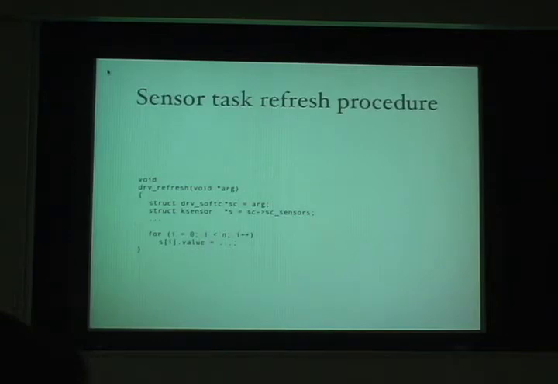And this is an example refresh procedure. In the refresh procedure, you just update the value of each sensor. And you can, of course, update some other fields too. Basically, this is an example of the simplest driver.